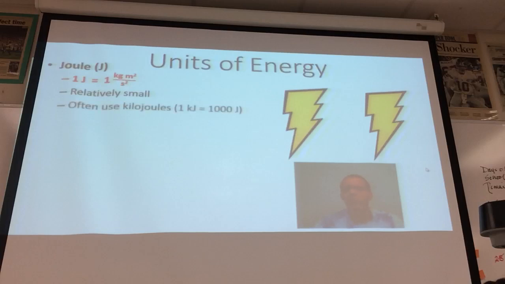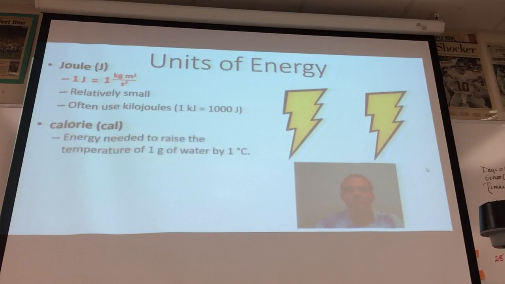And so oftentimes you're going to see energy reported in kilojoules, where of course 1 kilojoule is equal to 1,000 joules. Now another common unit of energy is the calorie, which I'm sure you are familiar with, and that has the symbol lowercase cal. And the definition of the calorie is the amount of energy that's required to raise the temperature of 1 gram of water by 1 degree Celsius.